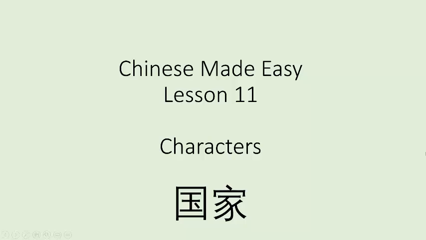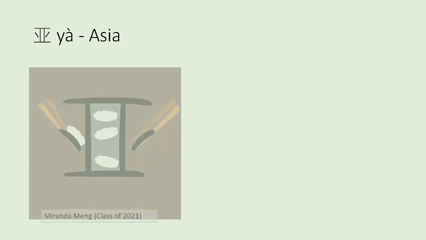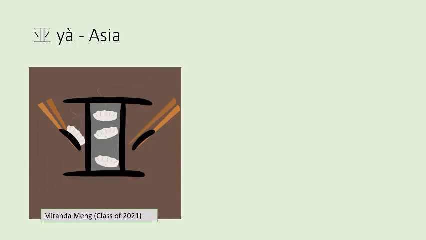This video is to introduce the characters from Lesson 11 from Chinese Made Easy. The first character you need to trace is Ya for Asia. And a student drew it for me as two people using chopsticks to get dumplings off of a plate. So if that helps you remember it, you can use that.